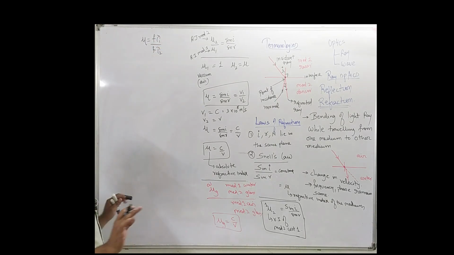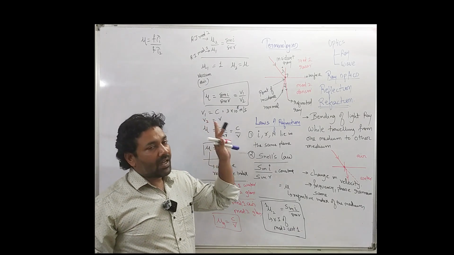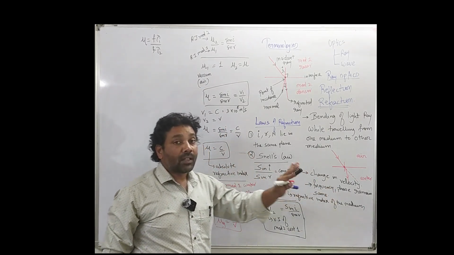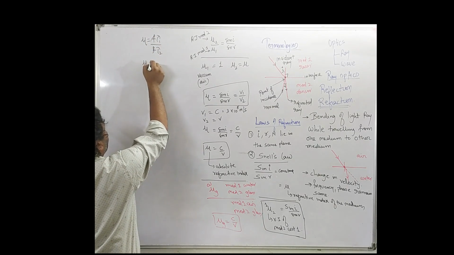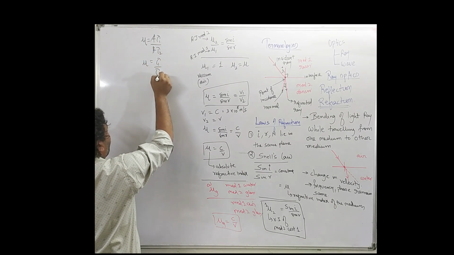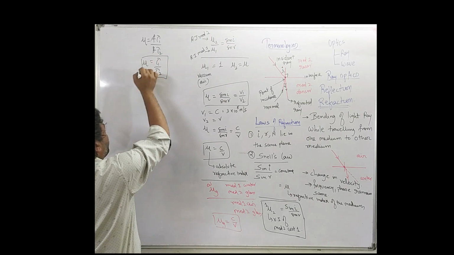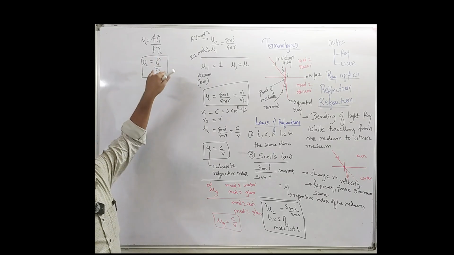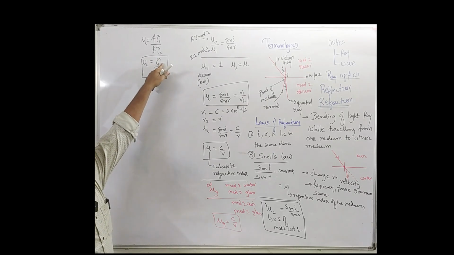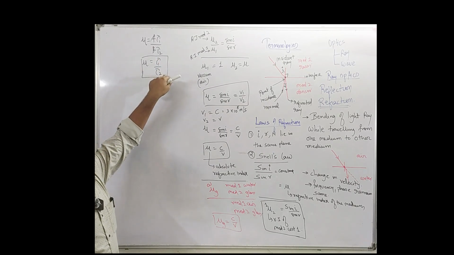As per the laws of refraction, it has been experimentally proven that frequency does not undergo any change. So mu will be equal to lambda 1 by lambda 2. This is another formula of the refractive index in terms of the wavelength of light: the wavelength of light in medium 1 to that of the wavelength of light in medium 2.